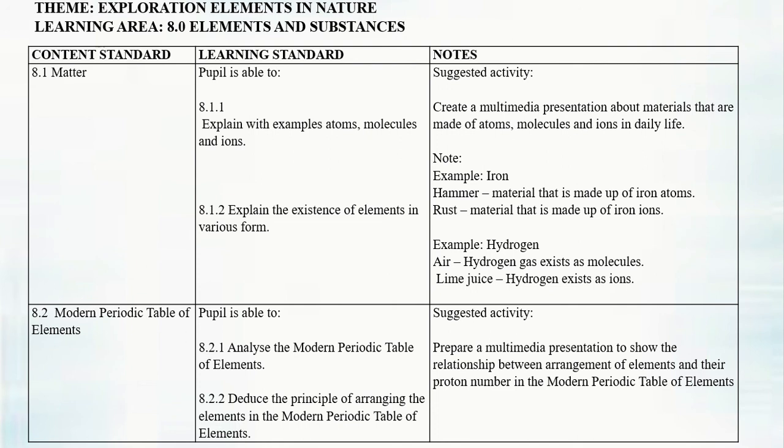Next example is hydrogen. Air contains hydrogen gas, which exists as a molecule. However, lime juice has hydrogen that exists as ions.